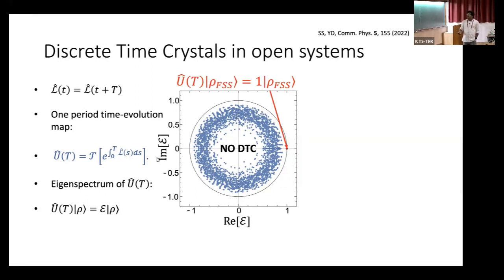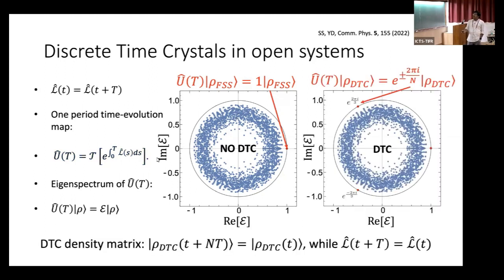Then I diagonalize it and plot the real and imaginary parts of the eigenvalues of the one period Floquet map. As you can see, there is one state which is at eigenvalue 1. All the rest of the states are decaying. This state is called the Floquet steady state. Correspondingly, I don't have any phase over there. It's just 1 plus 0i.